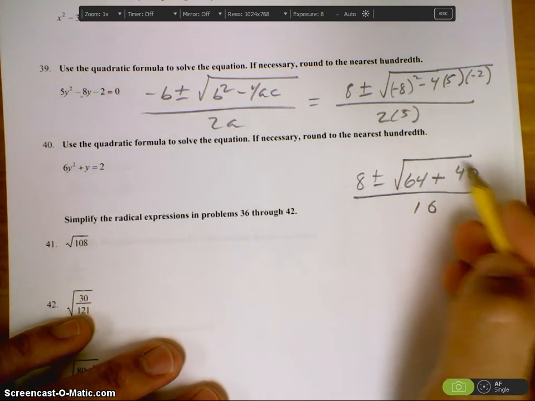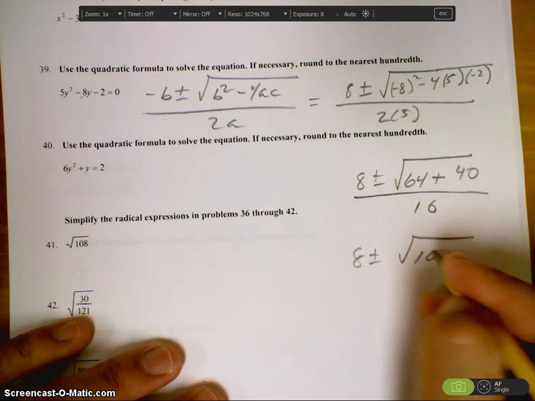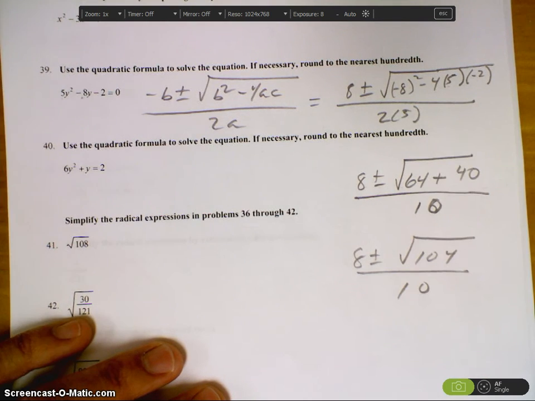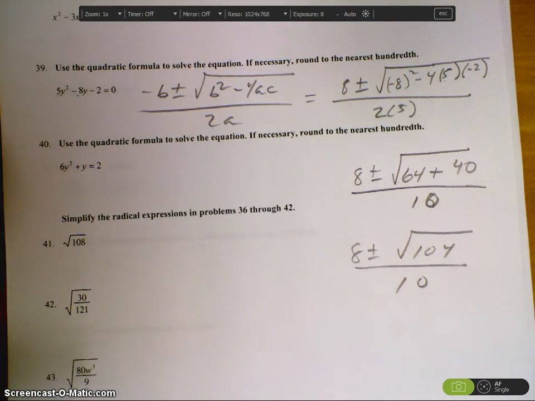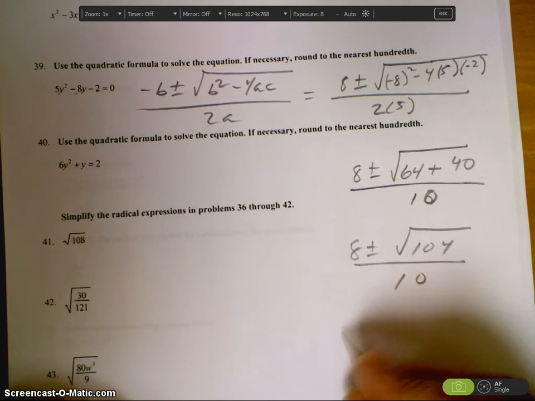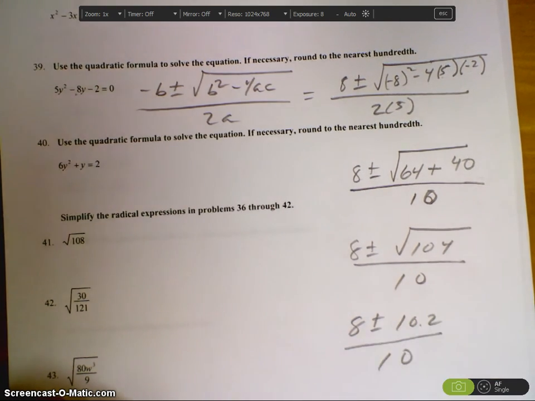All right, I'm going to add these together. 8 plus or minus the square root of 104 over 10. That's a 10. There we go. I'm going to take the square root of 104, which is going to be a little more than 10. 10 point, we'll call it 10.2. So 8 plus or minus 10.2 over 10.